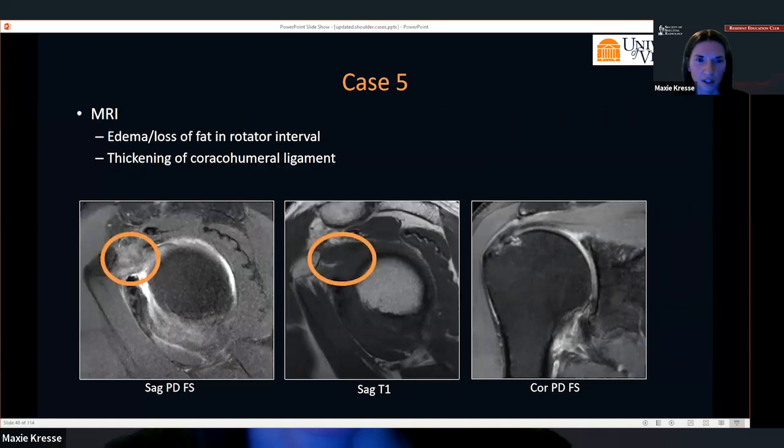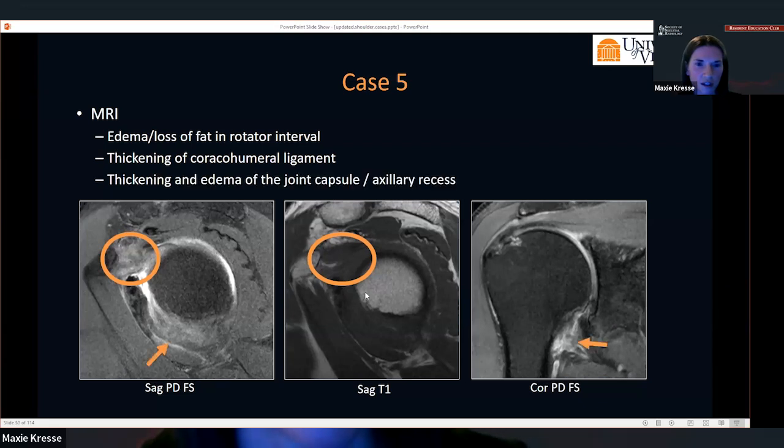So some findings here that we're looking at on MRI. On your sagittal, you see edema and loss of fat in the rotator interval. You also have thickening of the coracohumeral ligament. This image is showing the coracohumeral ligament is very thick. You have thickening and edema of the joint capsule or the axillary recess. So here's all this edema and thickening.